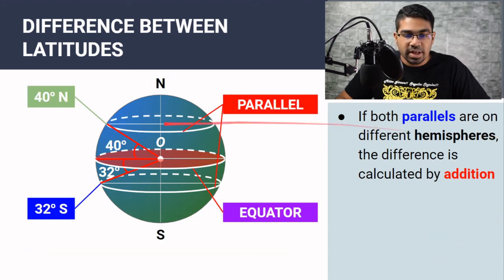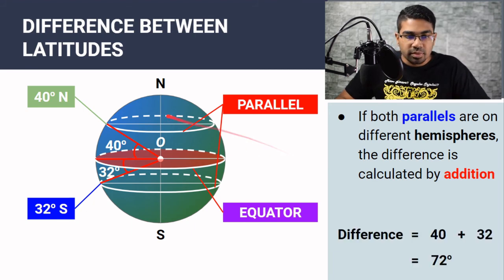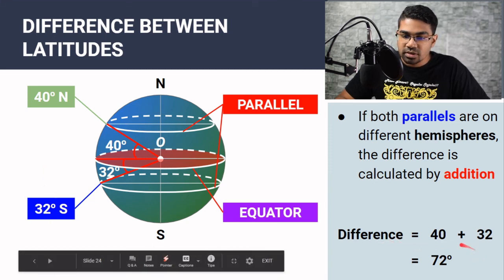If the latitudes lie in two different hemispheres, one in the northern hemisphere and the other in the southern hemisphere, then the difference between them, as you can see in the diagram here, will be this whole angle here. So in order to get the difference when they are in different hemispheres, instead of subtraction, we have to use addition. So the difference will be 40 degrees plus 32 degrees, which gives us 72 degrees.